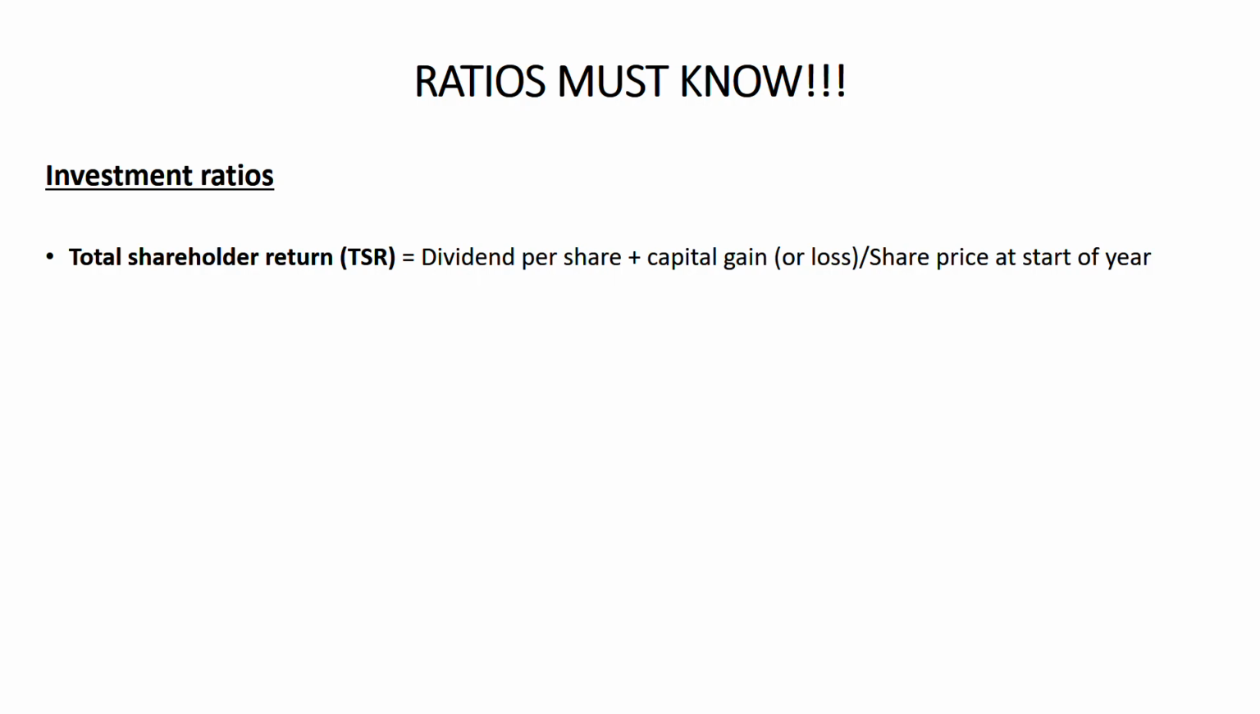First in the investment ratios is the total shareholder return. That is your dividend per share, right, plus capital gain or loss. If it's a gain, you add. If it's a loss, you deduct. Divided by the share price at the start of the year, right? You multiply this by 100, you will get your total shareholder return.